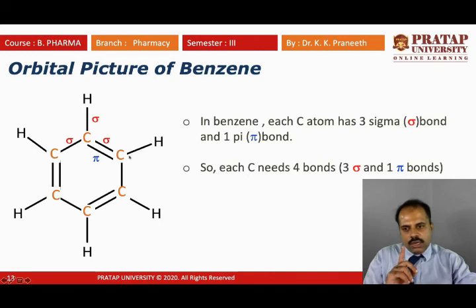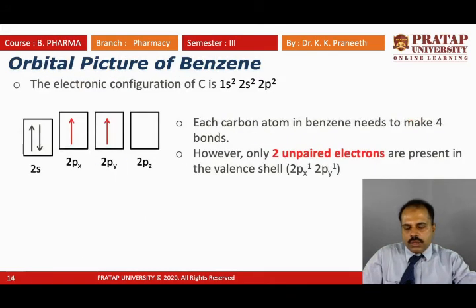So each carbon needs 4 bonds, right? Each carbon needs 4 bonds to form a benzene ring. For example, you can see that this carbon contains 1, 2, 3, 4 bonds. This carbon contains 1, 2, 3, 4 bonds, like that. Each carbon needs 4 bonds, 3 sigma and 1 pi bond, to form the benzene ring. So how to form these 4 bonds?